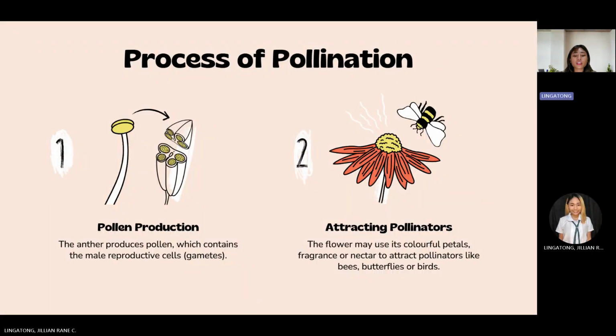For the process of pollination, the first step is pollen production. The anther produces pollen, which contains the male reproductive cells or gametes. Second step is attracting pollinators. To facilitate the transfer of pollen, flowers may use their colorful petals, enticing fragrance, or nectar to attract pollinators.